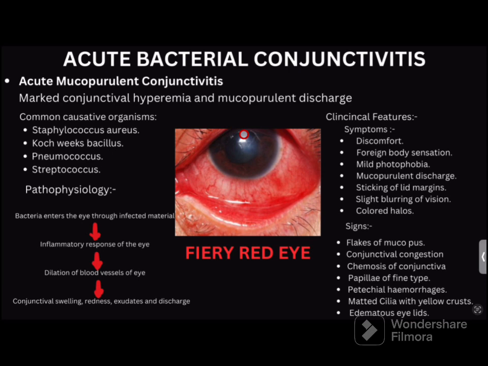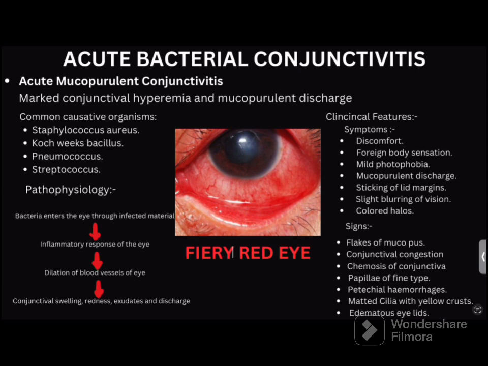Coming to the conjunctival congestion. So where will this be marked? This conjunctival congestion will be marked on your palpebral conjunctiva, fornices, and the peripheral part of bulbar conjunctiva. Okay, so this is your palpebral conjunctiva here also. Then this is your peripheral part of bulbar conjunctiva and the fornices. Now all this you'll have the marked conjunctival congestion. So this gives you the fiery red eye appearance. Okay, fiery red eye appearance.